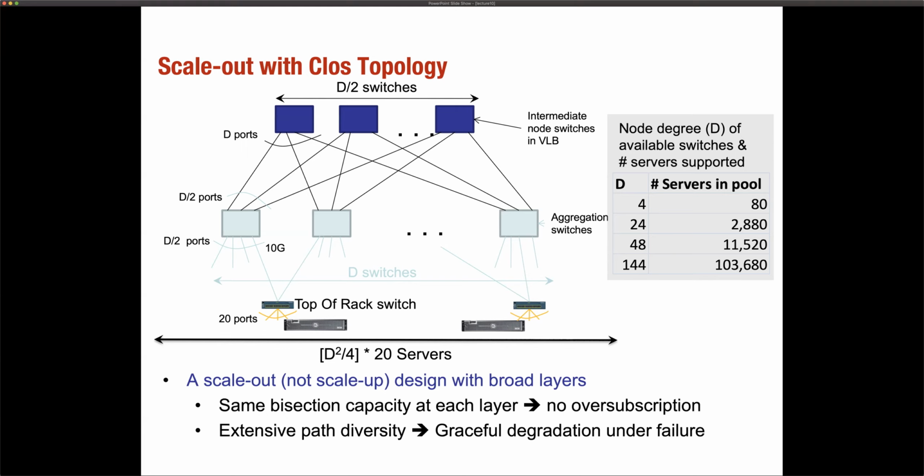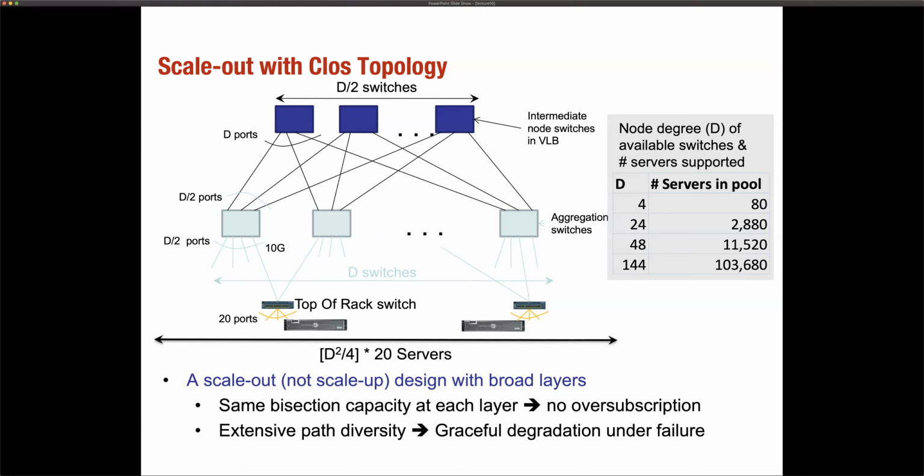They are connected to the aggregation, the second layer, and the second layer is using half the ports to communicate with the top switches and half the ports to communicate with the downstream switches. So half for upstream switches, half for downstream switches. In total, all of these switches, the aggregation switch or the intermediate node switch, are all having D number of ports, right?